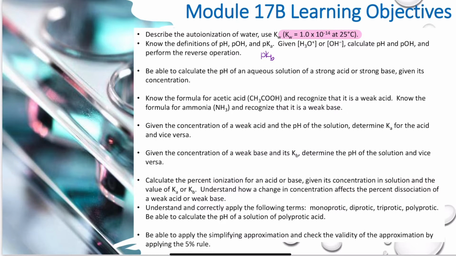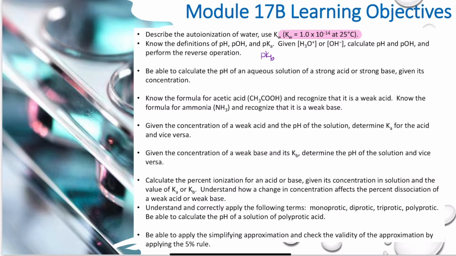Be able to calculate the pH of an aqueous solution of a strong acid or strong base, given its concentration. Calculating pHs of strong acids is the easiest calculation, comparatively speaking. Strong bases are right behind that. It takes a little more work to calculate the pH of a weak acid or weak base because they create an equilibrium. They do not completely dissociate like a strong acid or strong base does.